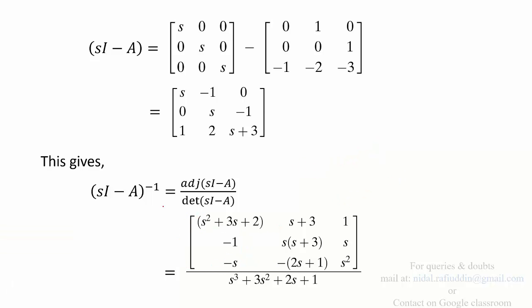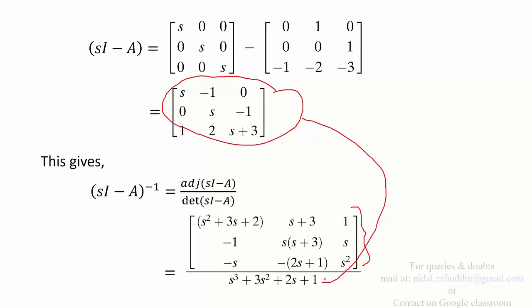After taking the adjoint of sI minus A, you get this matrix, and you divide this by the determinant of sI minus A. The determinant of this matrix comes out to be equal to the polynomial s cube plus 3s square plus 2s plus 1.